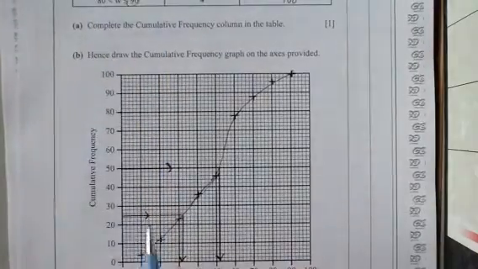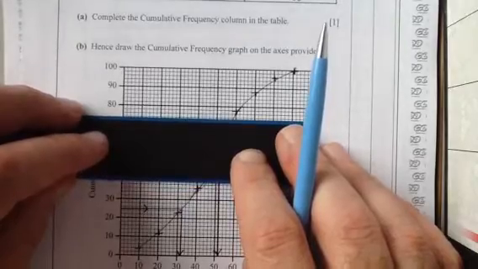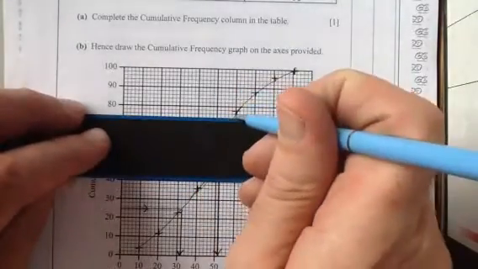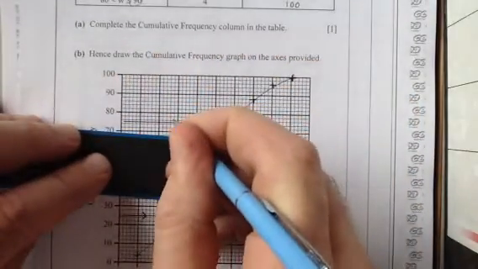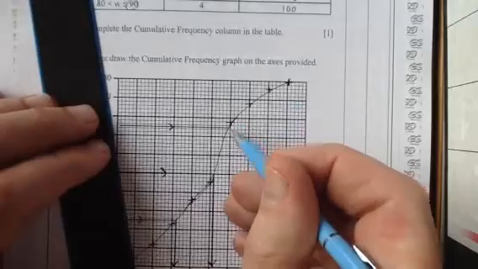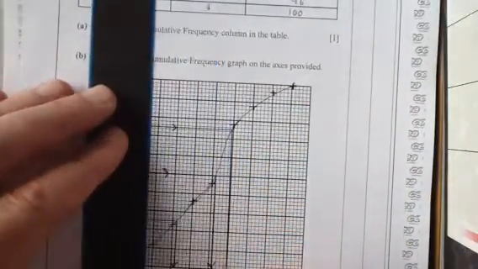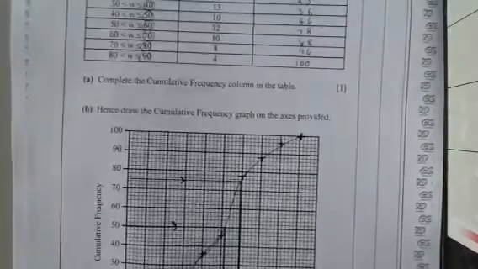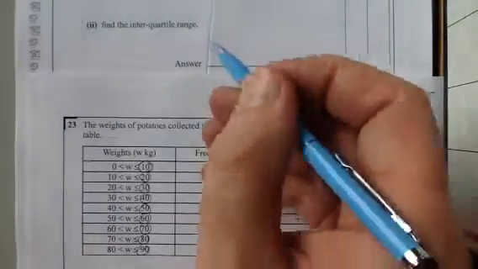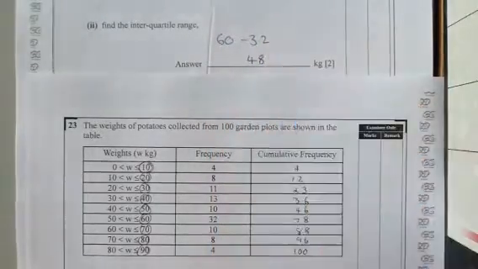Now the upper quartile then would be 75 out of 100. So there's 75. There we go. Okay, so reading across to there, it hits the curve just inside. Okay, so it's on 60. So then to work out the interquartile range, you subtract the upper and lower quartiles. Okay, so it's going to be 60, take away 32, which is 28.